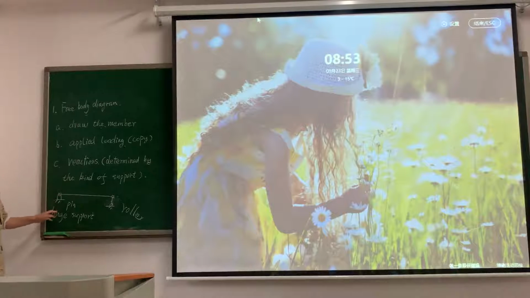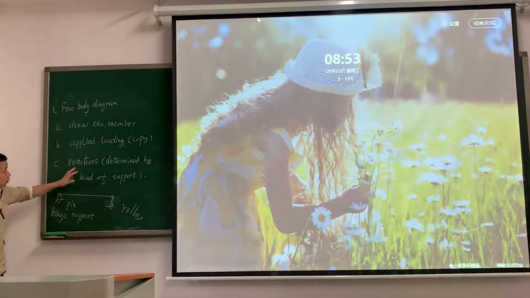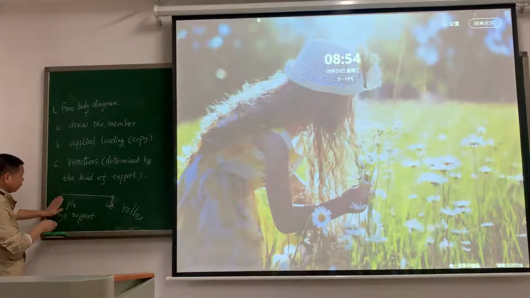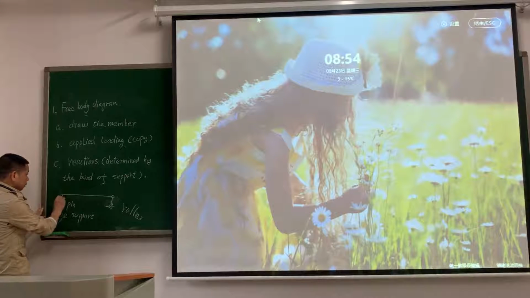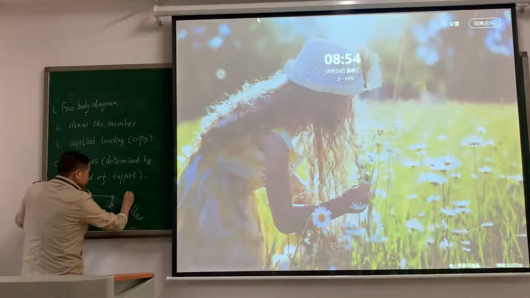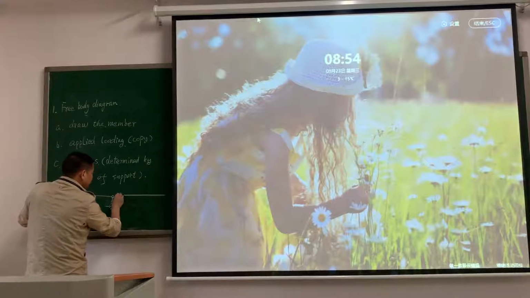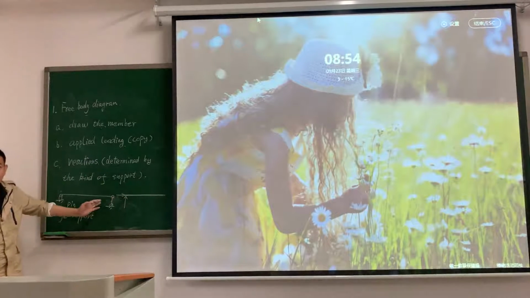For the pin support, the reactions are two forces. They are perpendicular to each other. So the reactions will be drawn in this way. That's the question.